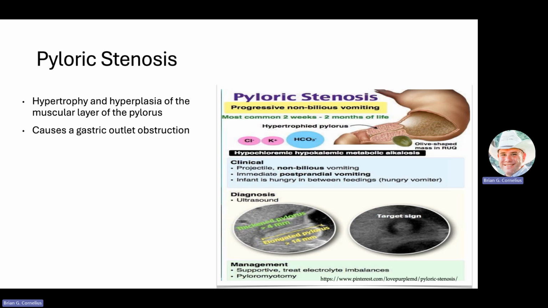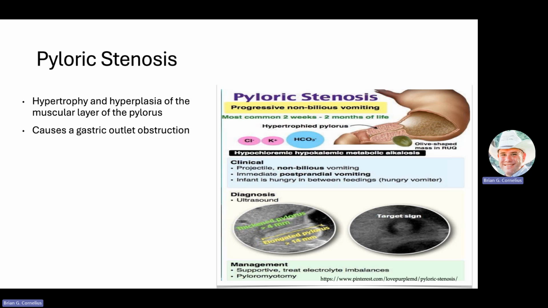Because the child's not getting adequate gastric intake, they tend to be very hungry all the time, so it makes things a little bit worse. Usually, you're able to recognize this, like I said, between 2 and 8 weeks in these patients. You tend to have pretty significant electrolyte abnormalities as well as malnutrition. The classic presentation for this is an olive-shaped mass in the right upper quadrant. So just remember that, it's a popular board question.